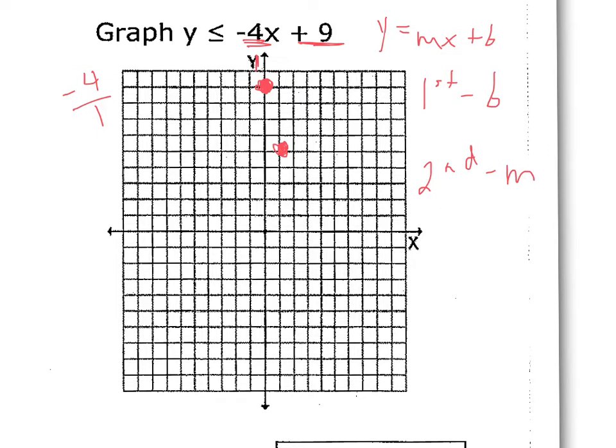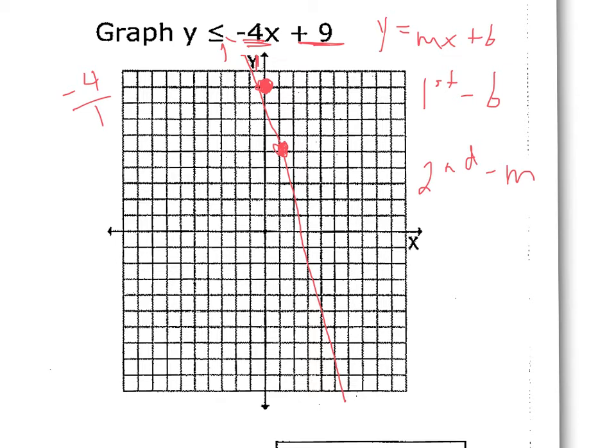Okay, so after we've drawn those 2 points, we need to decide what type of line we should draw, a dashed or a solid one. Well, if you look at that inequality, you can see that it's a less than or equal to, and that would tell us that we need a solid line. So through here, we can go ahead and draw a solid line.